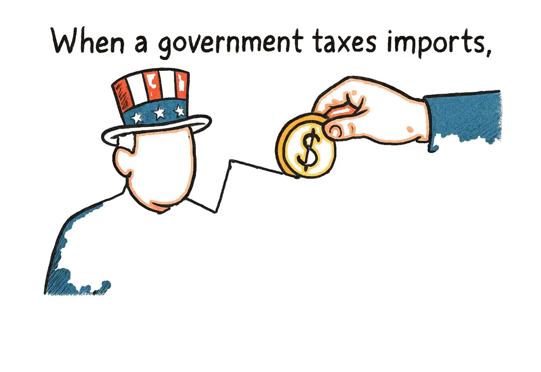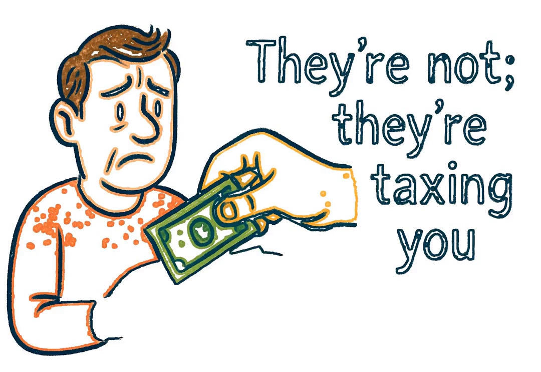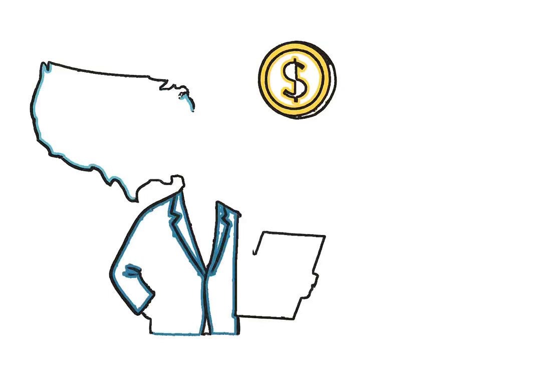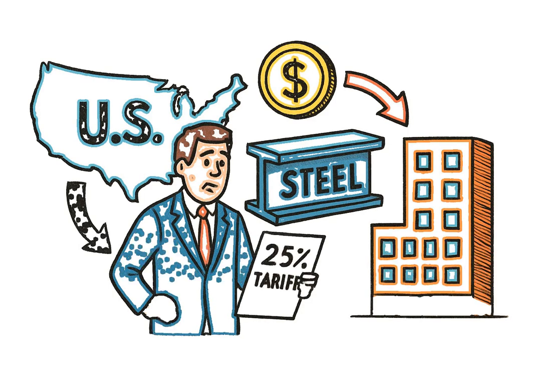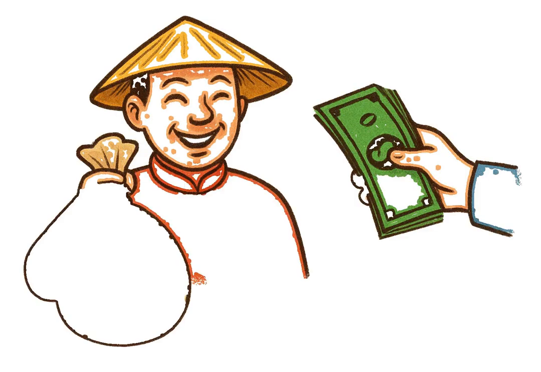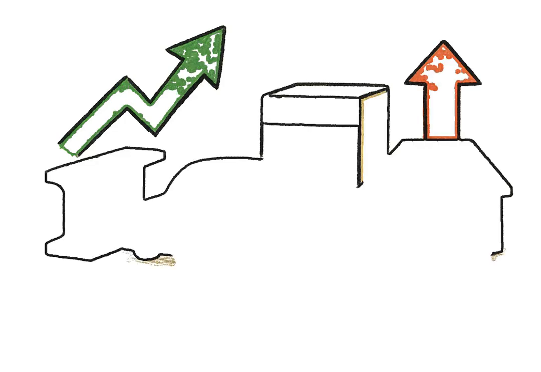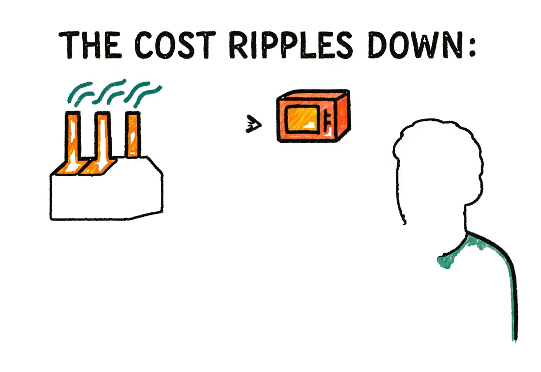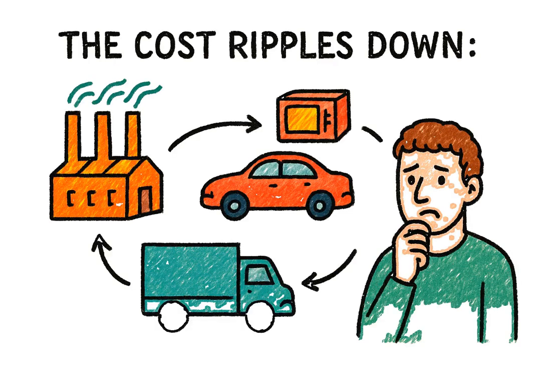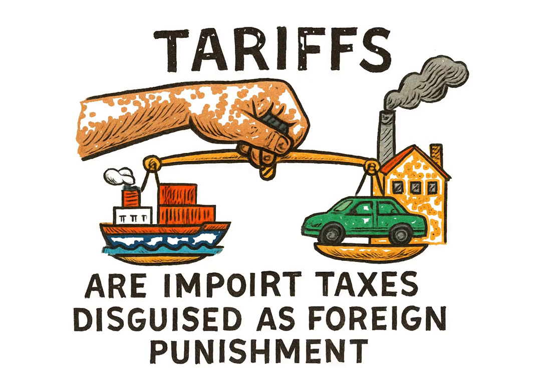Let's talk about tariffs. When a government taxes imports, it sounds like they're punishing a foreign country. They're not. They're taxing you. If the US adds a 25% tariff on Chinese steel, the American company importing it pays that tax. The Chinese supplier gets paid in full. The importer then raises prices. That steel becomes cars, appliances, buildings, all more expensive. The cost ripples down the supply chain until it lands on the consumer. Tariffs are import taxes disguised as foreign punishment.